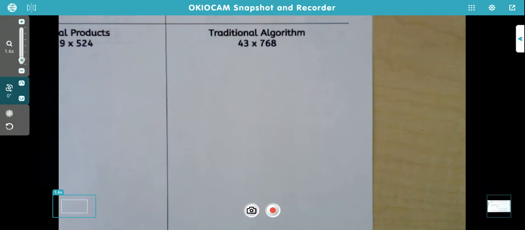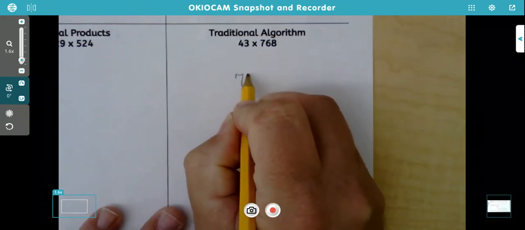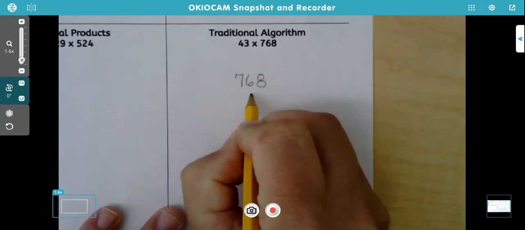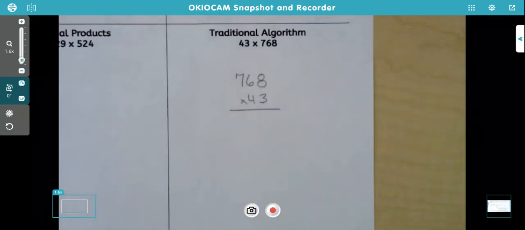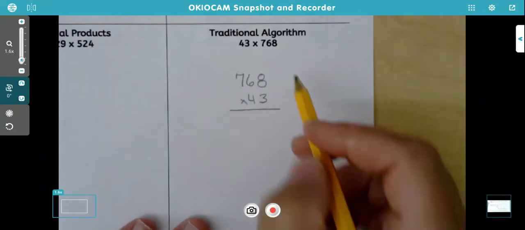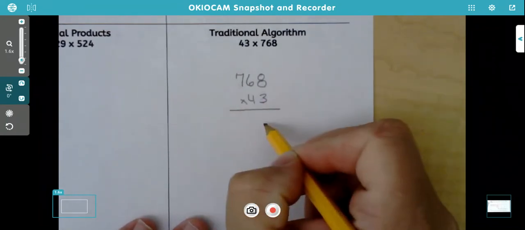I'm going to start with the traditional algorithm, and this is the way that by the time you reach 6th grade, most people know how to multiply numbers. I'm going to set it up vertically like this, and then in the traditional algorithm, it's digit times digit.